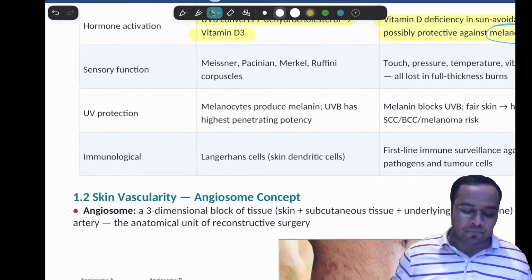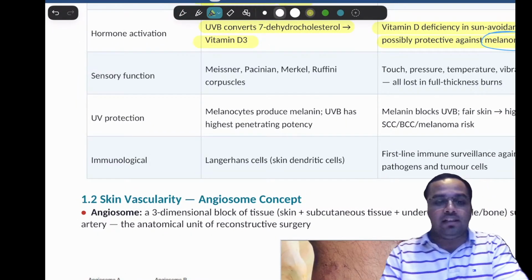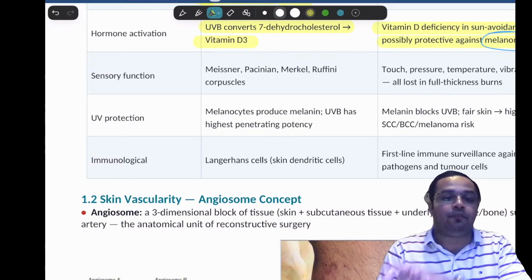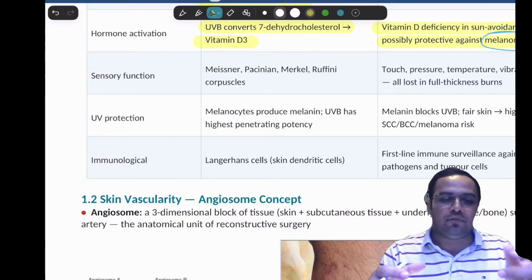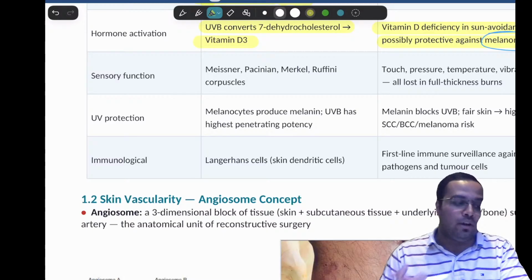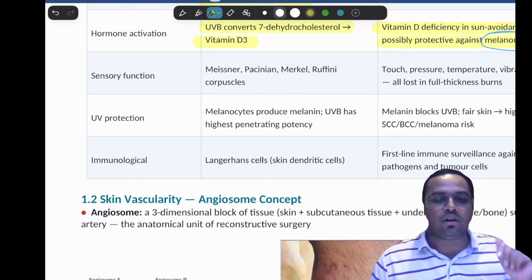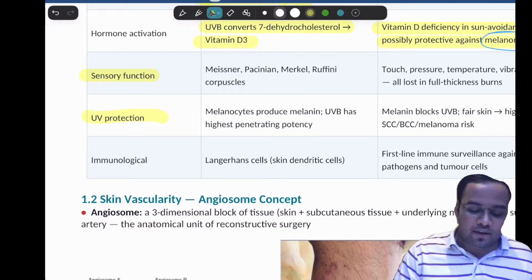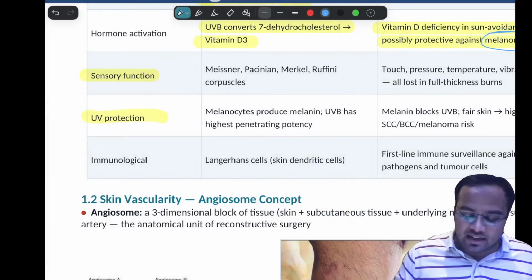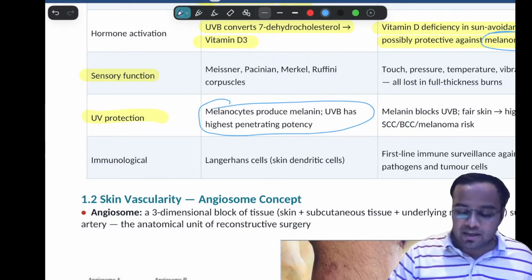So we are going to talk about melanoma sometime later, but always remember that it is going to be protective against melanoma. It is again sensory function, so you can feel the touch, you can feel the pain, if it is good or if it is bad. So not the good touch and the bad touch. Basically, if the thing you are touching is causing trauma to you, you are naturally going to feel that this is something traumatic, so you are going to withdraw. So it is an important sensory function. UV protection. So always remember that melanocytes produce melanin, and UVB has the highest penetrating potency.